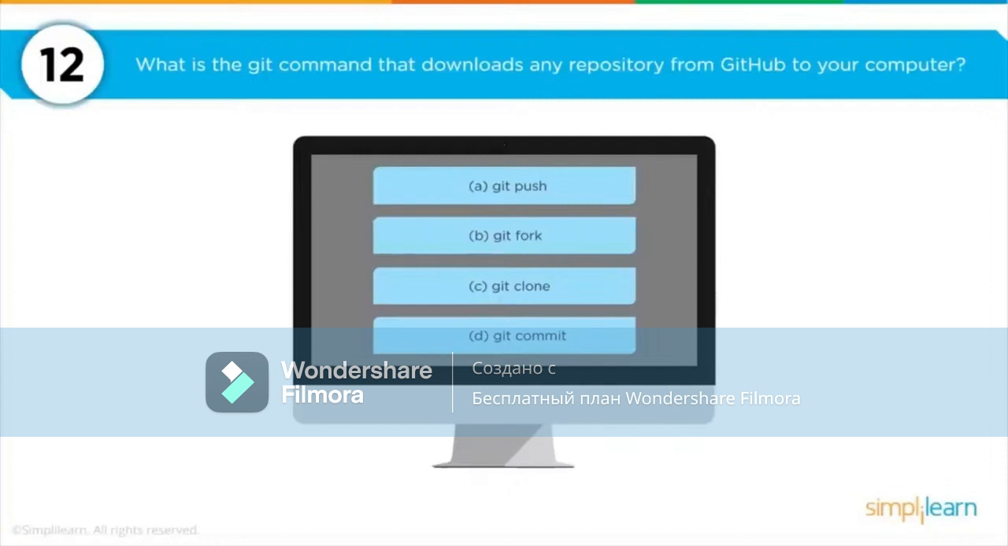four options. We have Git push, Git fork, Git clone, and Git commit. The answer in this instance would be Git clone.